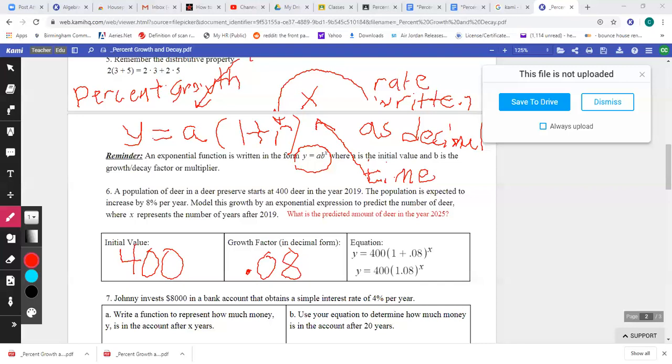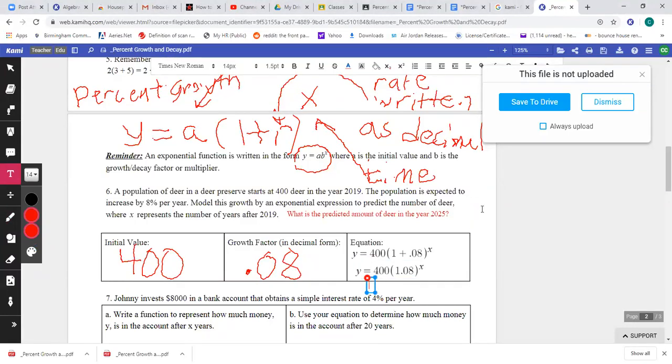And so you should get something that says 634.749729. Since we're talking about deer, I'm going to round it to the nearest 1. So this is 635 deer. Okay. Anyone have questions on how we figured that out? How do you do it again?